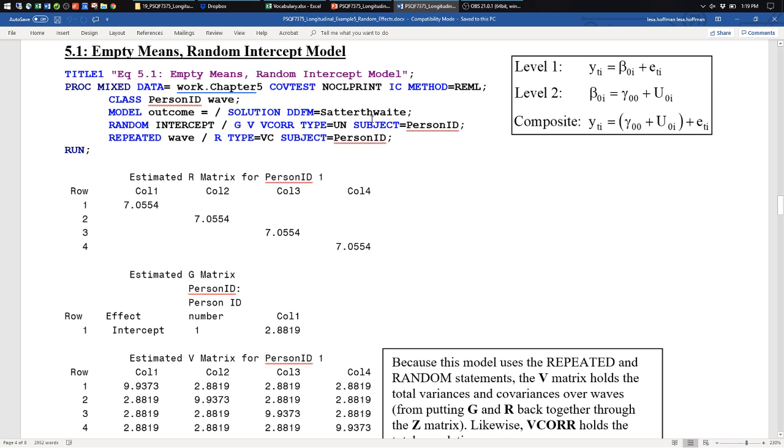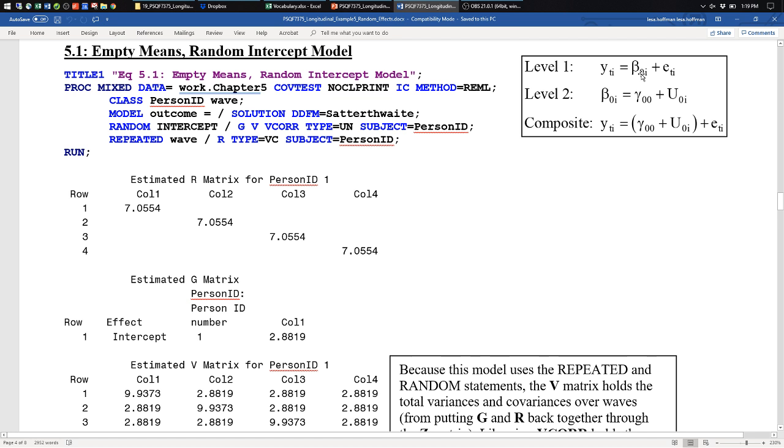So in terms of notation, here's my little equation box here on the right. Level 1 model: y for each time for each individual is a function of an individual intercept placeholder, that's beta 0I, plus a time-specific and person-specific residual. Beta 0I then, how each person gets their intercept, is a combination of a fixed part and a random part.